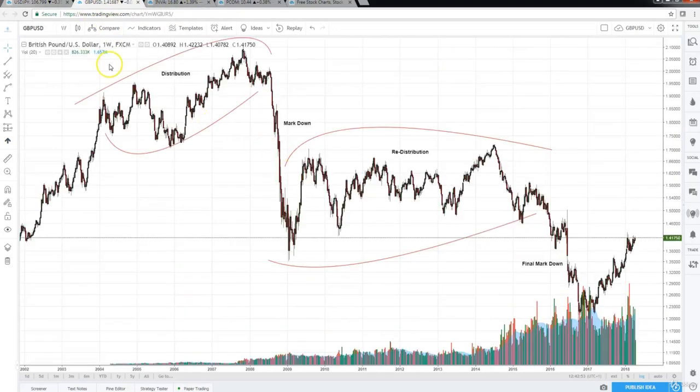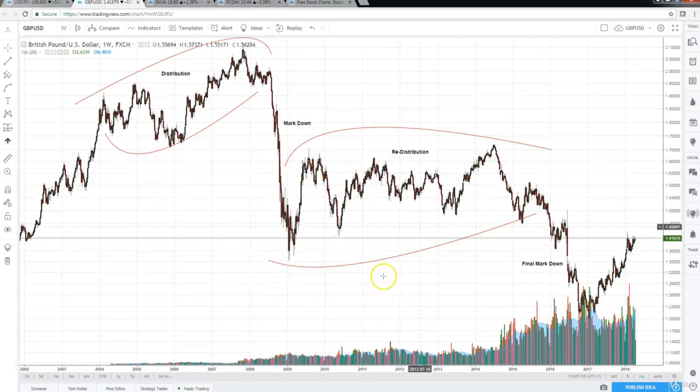Now let's take a look at an example coming from the top down, just reflecting that cyclical nature. So this is British pound sterling on a weekly time frame. So as you can see here, we have a type of upward distribution that was taking place, and that eventually led to a markdown and a redistribution, which actually lasted 5 years and then continued to redistribute.